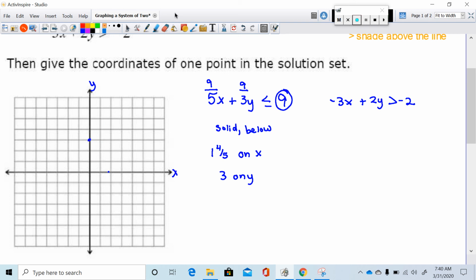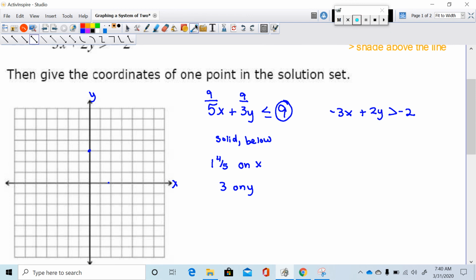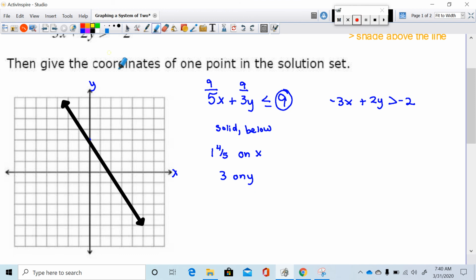And I said I'm going to graph those with a solid line. Just connect those 2 points. And I said that I'm going to color below that line, or underneath that line. Okay. The next one, this is not underlined, so it's with a dotted line. And greater than means I'm going to color above that.